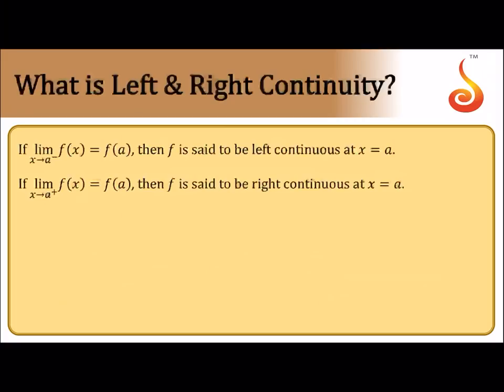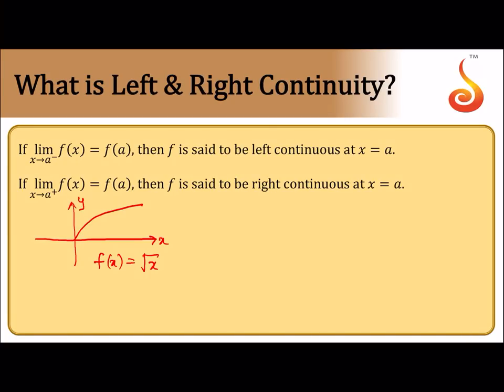So what is left hand and right hand continuity? Already I told you. Limit x tending to a minus f of x equal to f of a, then f is said to be left continuous at x equal to a. Limit x tending to a plus f of x equal to f of a, then we say f of x is right continuous at x equal to a. I'll give an example to explain this further.